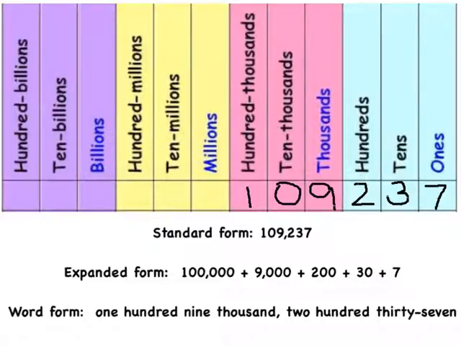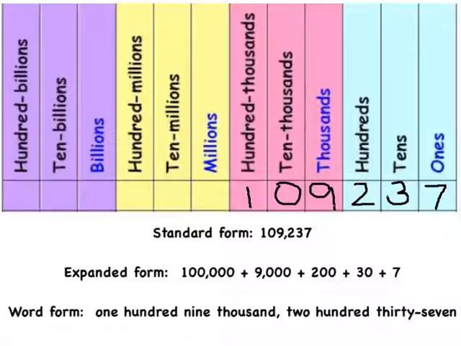Let's take a look at one more number. Let's say we have the number 109 thousands. Notice the 109 is in our pink, which is our thousands period or our thousands family. So we read it 109,237. In standard form, we see that number 109,237. But let's break it down into our expanded form.